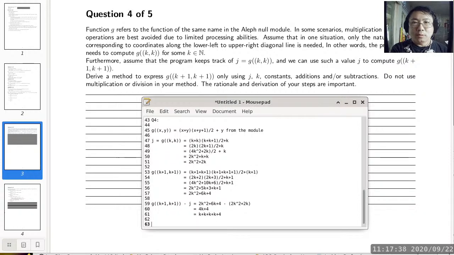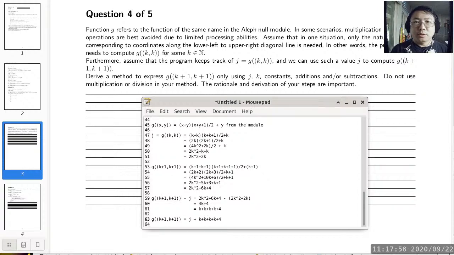So that means, in order to calculate g of k plus 1, this is just plain and simple algebra. We just say this is the same as j plus whatever we have up here, and that is the solution. So the solution is, if I define the g value of k as j, and that is tracked in a program, in order to get to the g value of k plus 1, I only need to add k plus k plus k plus k plus 4 to whatever the j is.